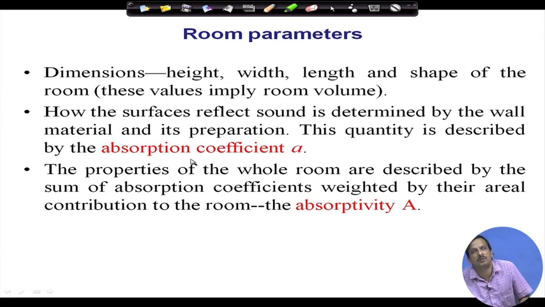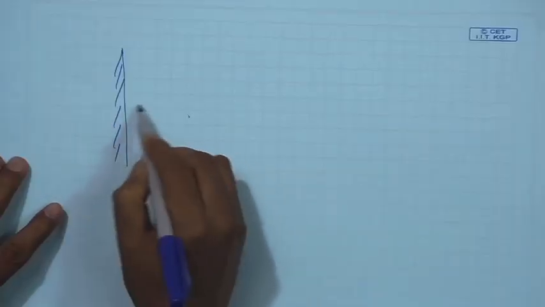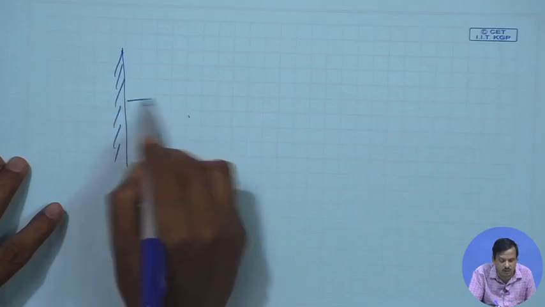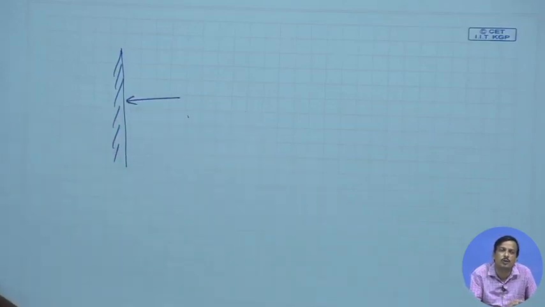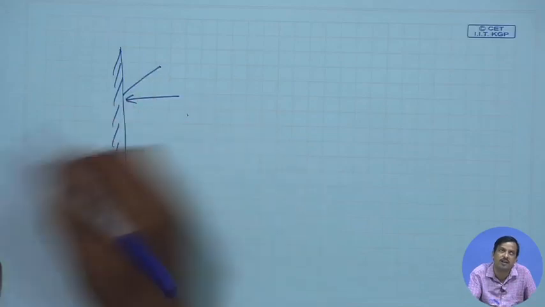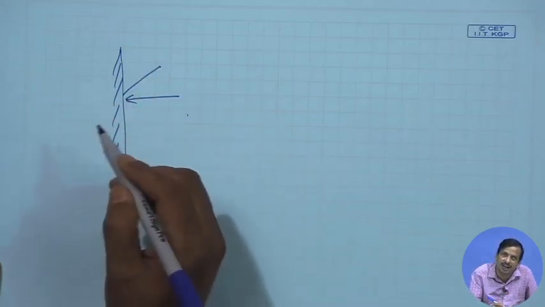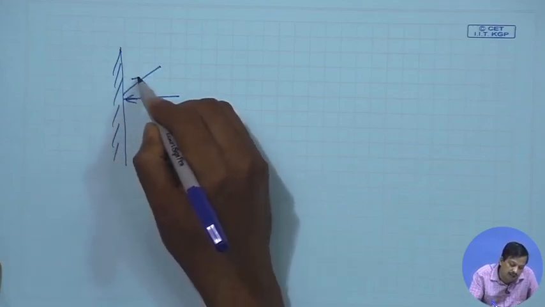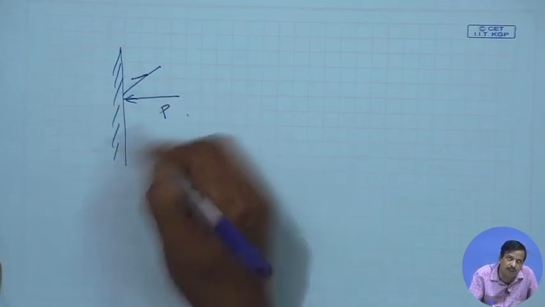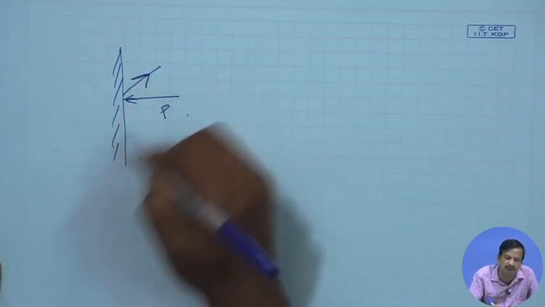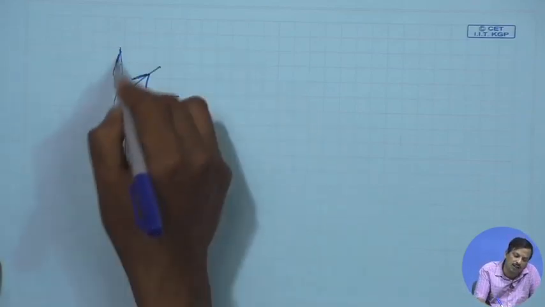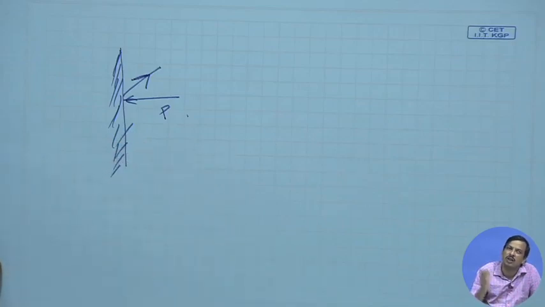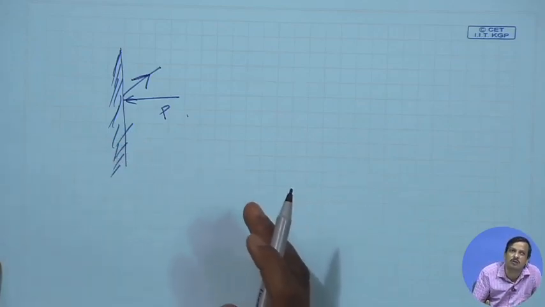Now, we discuss the absorption coefficient. So, what is the absorption coefficient? Suppose I have a wall. A sound is incident on the wall. Some portion will be reflected, some portion will be transmitted. Along with that transmitted, there will be some absorption. Suppose the incident is P and some portion is reflected. The rest is absorbed by this wall. That is sound absorption.